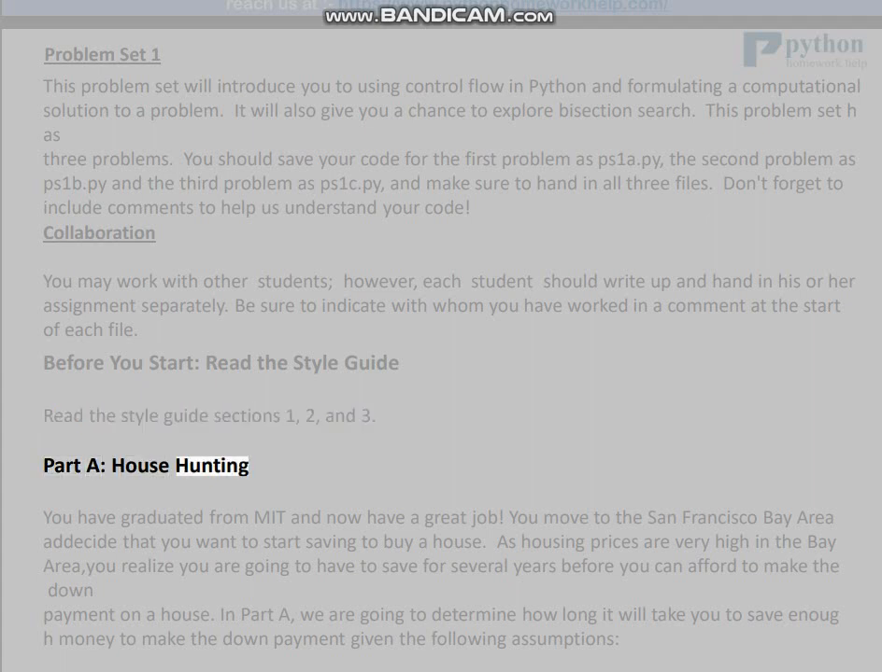Part A, House Hunting. You have graduated from MIT and now have a great job. You moved to the San Francisco Bay Area and decide that you want to start saving to buy a house. As housing prices are very high in the Bay Area, you realize you are going to have to save for several years before you can afford to make the down payment on a house. In Part A, we are going to determine how long it will take you to save enough money to make the down payment given the following assumptions.